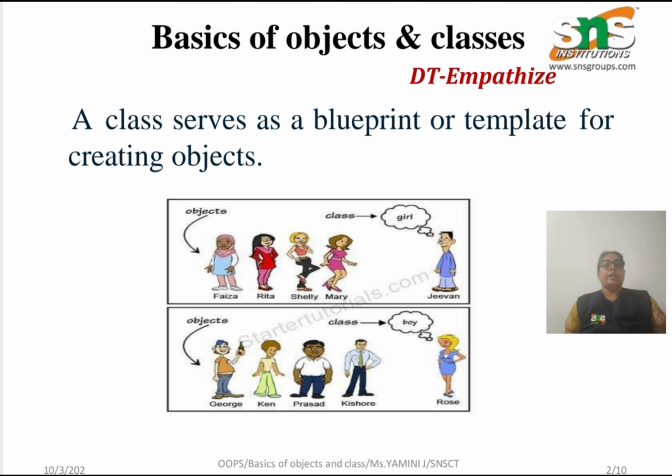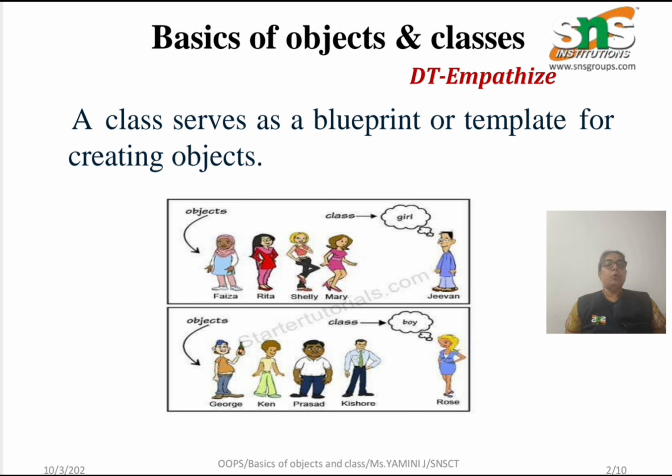Next one, object and then class. That is the basics of object and classes. In object-oriented programming, a class acts as a blueprint or template for creating objects. You can think of a class like a design plan of a house.